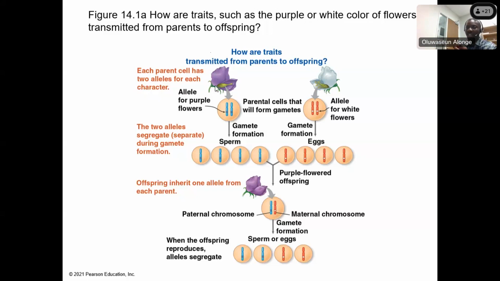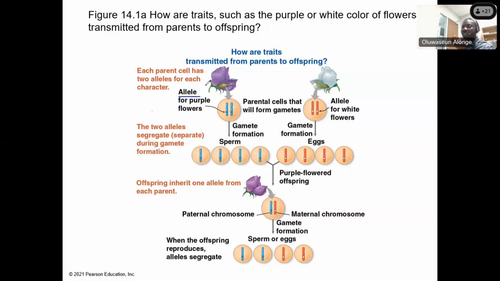Now, how are traits transmitted from parent to offspring? So this parent is purple, and this parent is purple too, and we say this parent has two alleles. Now, what is an allele? Alleles are a pair of genes, which is what you see here. I will annotate it now. Give me a moment. So this is the allele. They are a pair of genes.